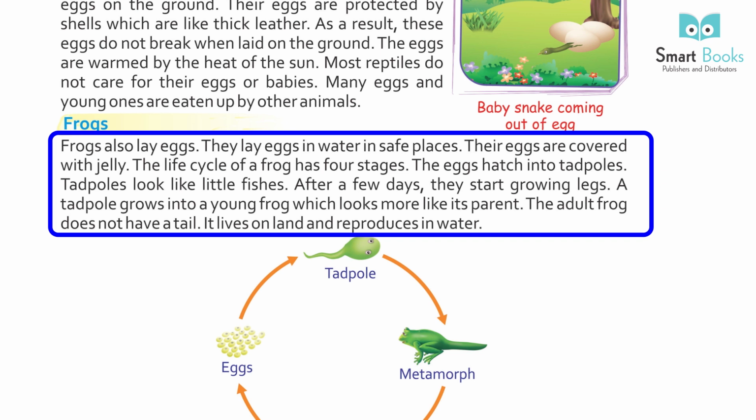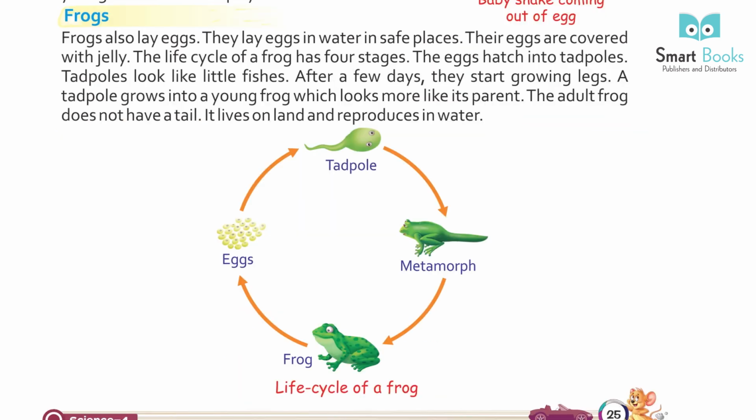Tadpoles look like little fishes. After a few days, they start growing legs. A tadpole grows into a young frog, which looks more like its parent. The adult frog does not have a tail. It lives on land and reproduces in water.